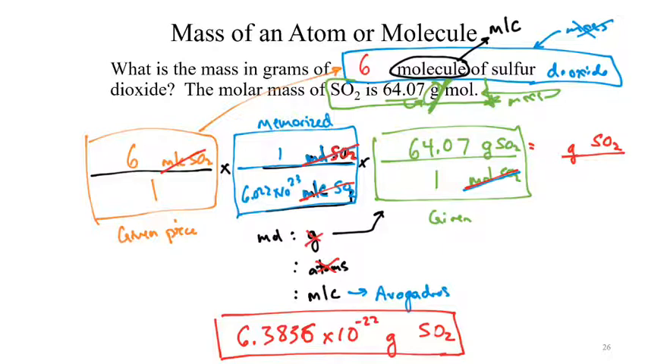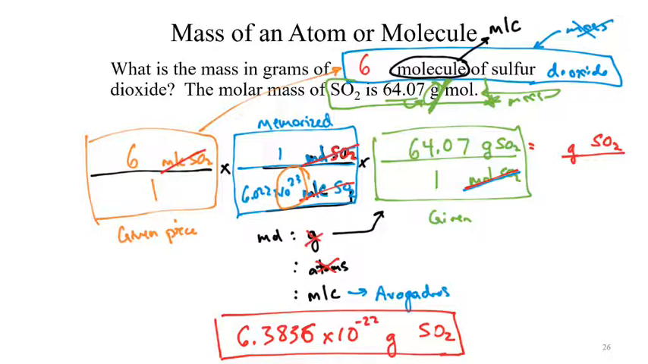That seems too small to be real, so let's think about it. 6 molecules. Well, molecules are incredibly small, so their mass should be small. If I only have 6 of them, the mass should still be small. So yeah, it should be a really small number. Should it be that small? Well, I've got a 10 to the 23rd in the denominator, which means it's going to be really, really small. And there isn't really anything to contradict that division. So yeah, that's probably right.